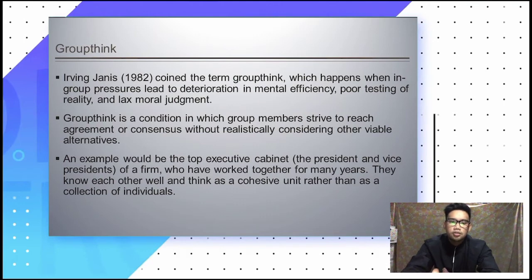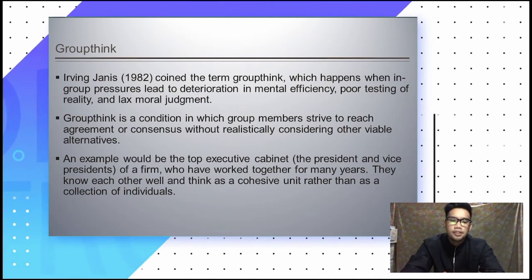Irving Janis coined the term groupthink, which happens when in-group pressures lead to deterioration in mental efficiency, poor testing of reality, and lax moral judgment. It tends to happen in highly cohesive groups in which the group members' desire for consensus or agreement becomes more important than evaluating problems and solutions realistically. So instead of formulating the best solution, they are only striving for agreement without evaluating the problems thoroughly.